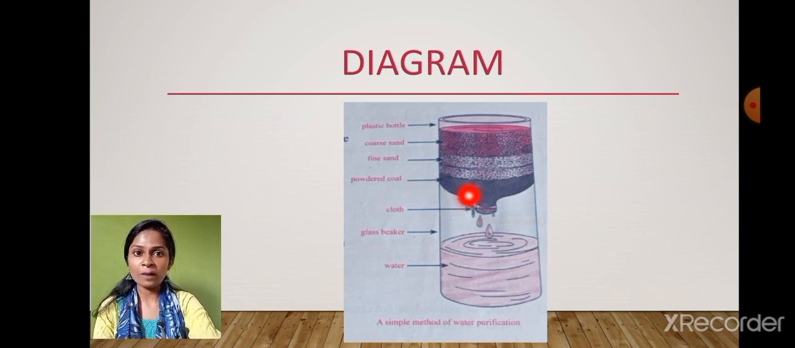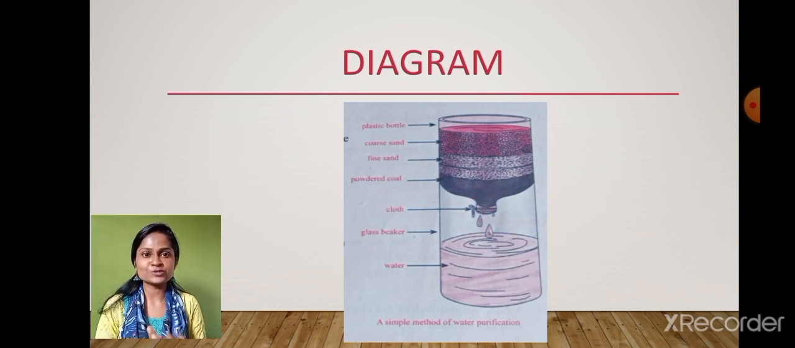Here it is a coal powder. Above that, there is a fine sand layer, and above that you can see that porous sand is there. Okay, so this is how you have to draw the diagram. I hope, students, you must have understood today's simple method of water purification.